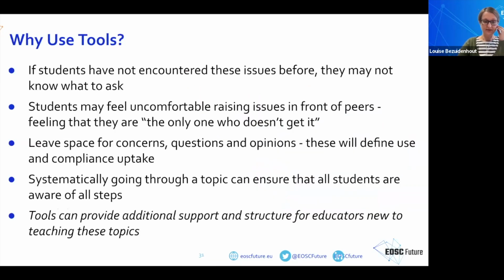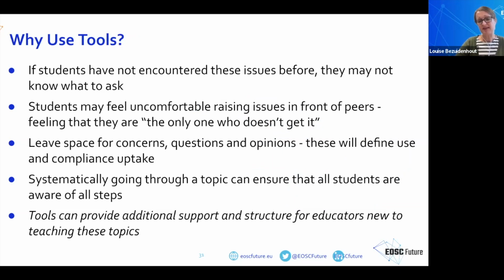So using tools I've always found very useful because of a number of different reasons. The first is if students are coming to these discussions for the first time, particularly thinking about disciplines such as engineering and the natural sciences, there's not as much of a familiarity with ethical issues as there is with the health sciences, for instance. So if students are unfamiliar with these issues, they may not know what to ask, or they might find it very uncomfortable raising issues in front of their peers and feeling that they're the only one who doesn't get it.